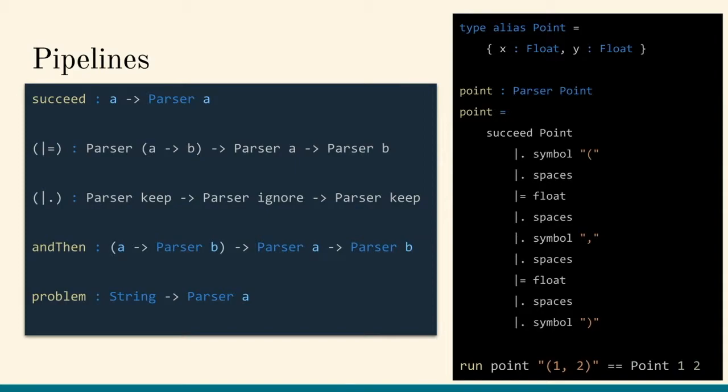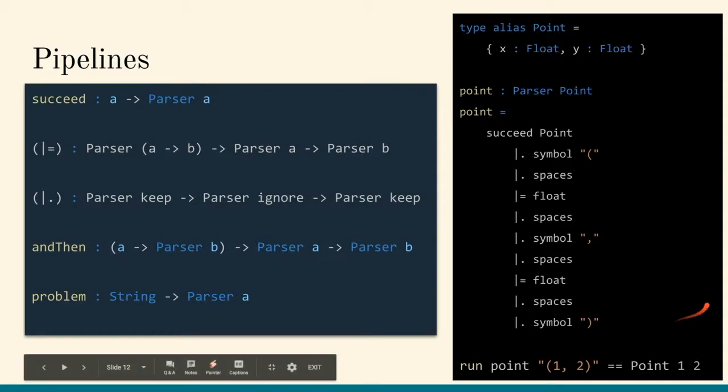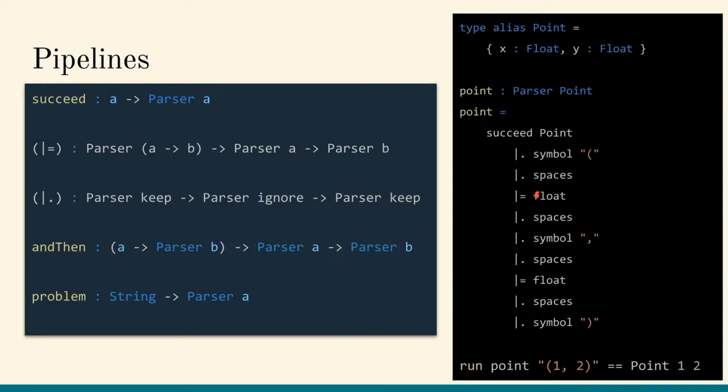How do those... Yeah. Could you repeat the question? The question is, I have two keep functions with the float. How can I map that to a point x and y?